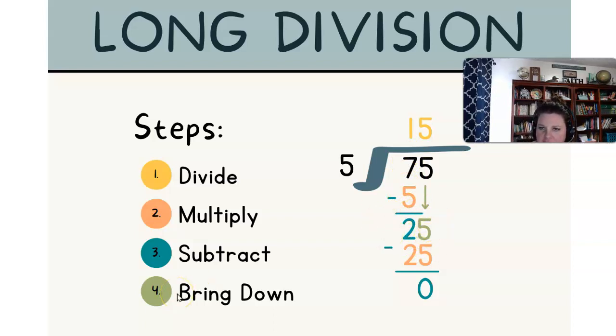What do I do? I'm out of steps. Divide, multiply, subtract, and bring down. Repeat that over and over until your quotient is found. So we need to divide again. 25 divided by 5 equals 5. Check, I divided. Now multiply. 5 times 5 equals 25. Check. Subtract. 25 minus 25 is 0. Are there any numbers left to bring down? Nope. We're all finished.